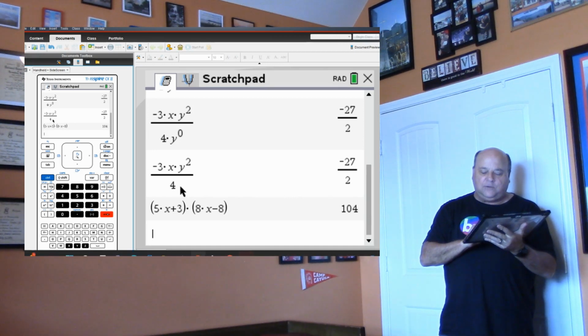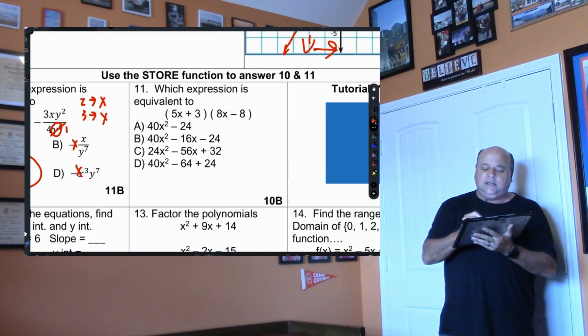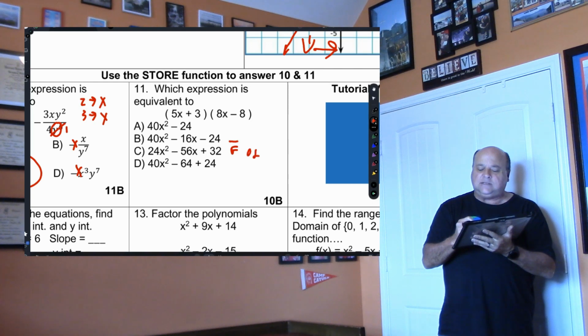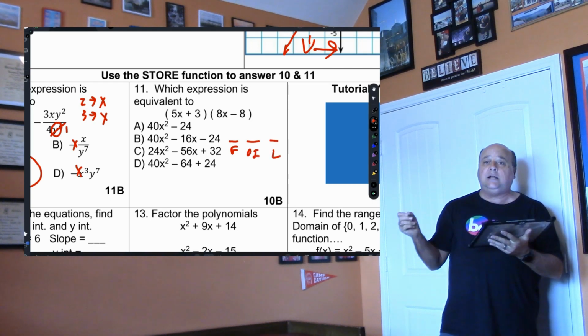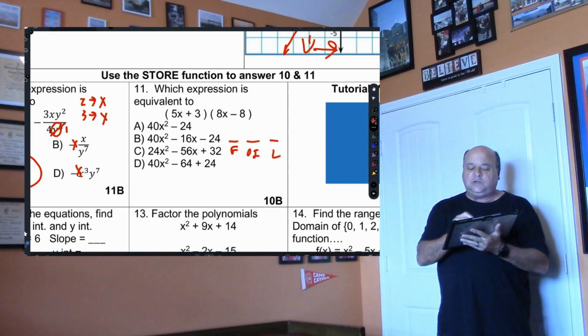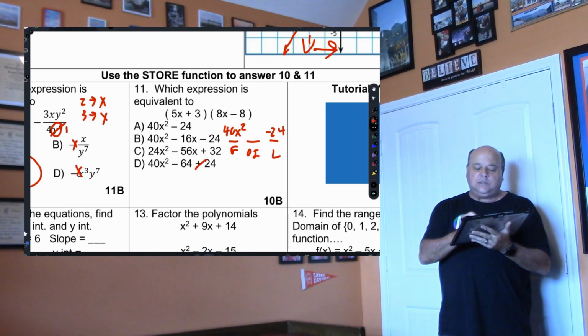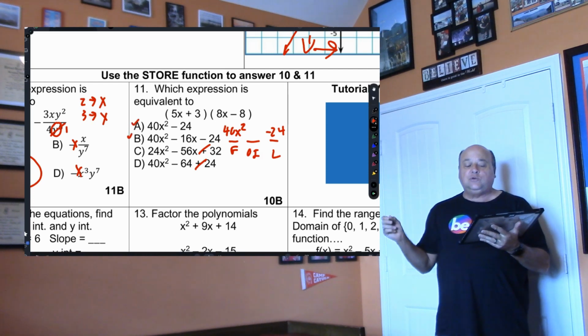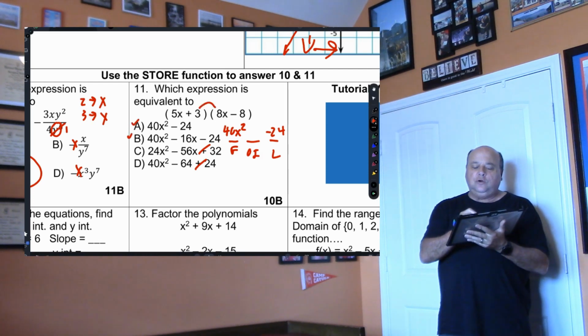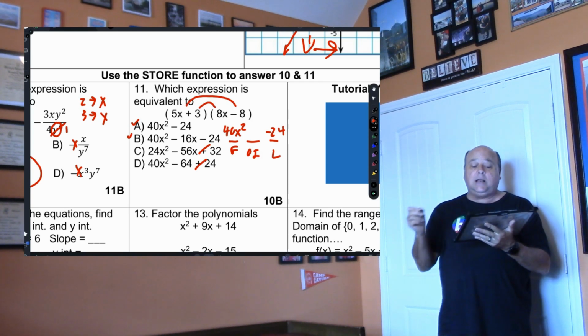Now then, let's go back to the answer choices. Remember, if you do your answer right, you're going to have first, and then outside, inside, last. Remember how I taught you to do that. The first terms are 5 times 8. It has to start with 40x squared, and it has to end in a negative 24. So the only one that works is these two, okay? So it has to be A or B. If you do your full, okay, you get 24 minus 40. It's not going to be 0. It's probably going to be B.